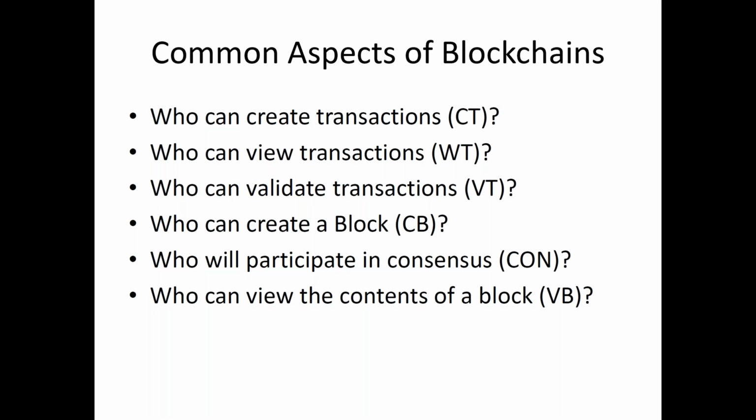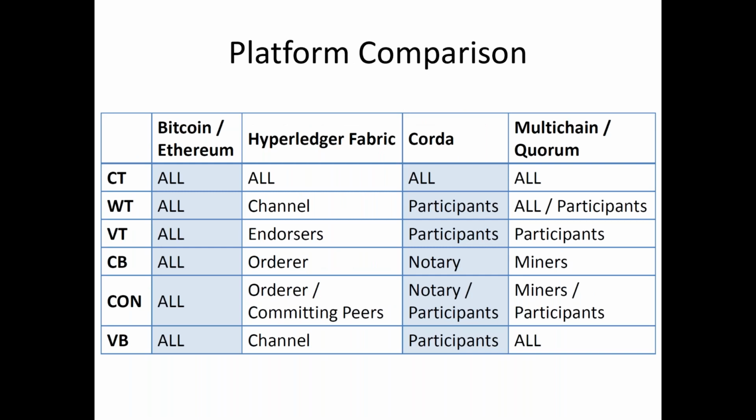Okay, so these are some important questions in the context of blockchain. Now, using these kind of parameters, we will see how we can do a comparison of the platforms that we have studied. So for example, in the Bitcoin and Ethereum case, the answer to all the questions is everybody who is participating in the system can do all of those activities. Whereas when we move to Hyperledger Fabric, who can create a transaction? Basically, everybody can create a transaction. Who can view a transaction? Only those people who are also present in the same channel can view a transaction.